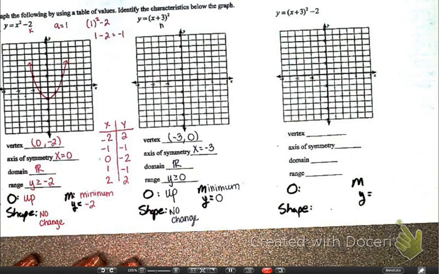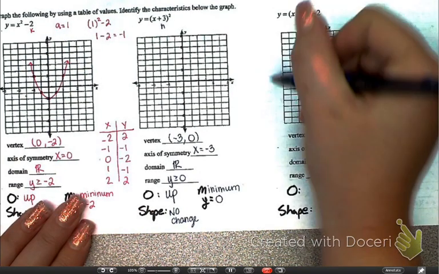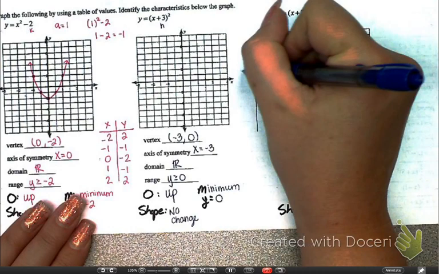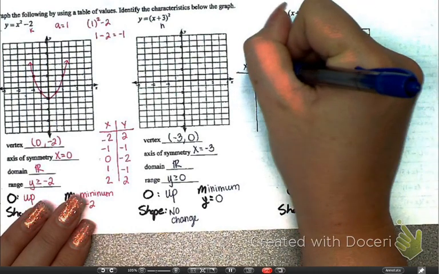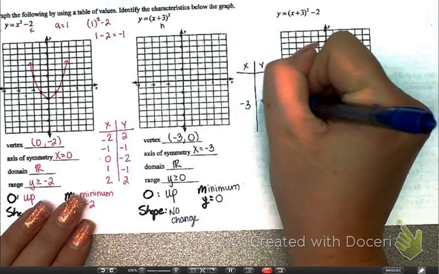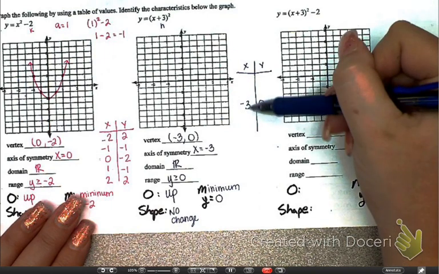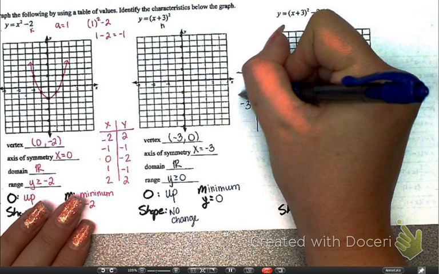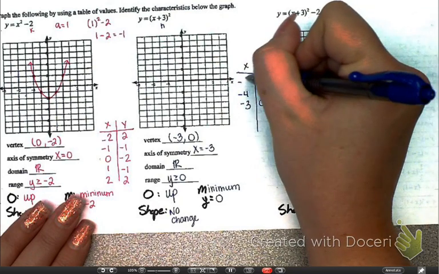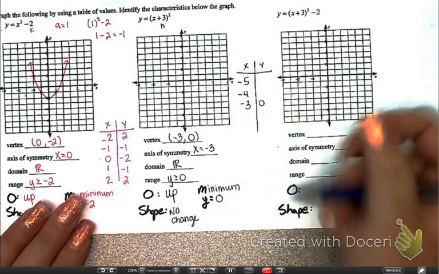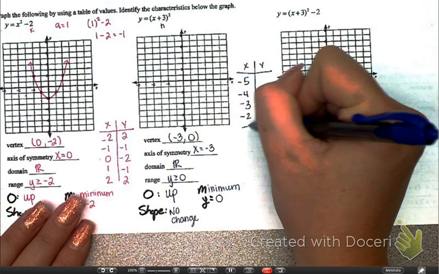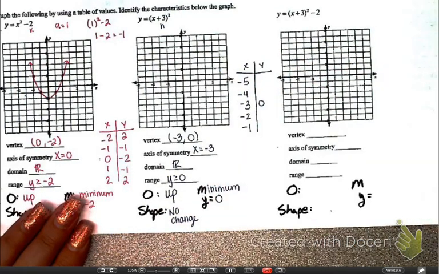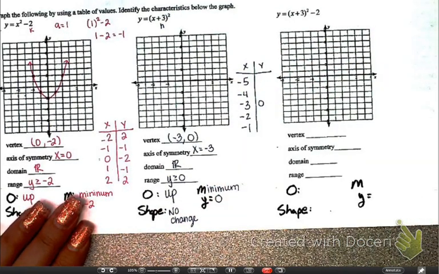Okay, my table of values is going to change now though. So let's create a table. My middle point is -3, 0. What two numbers are less than -3? -4 and -5. And then greater than -3 are -2 and -1. So now my table is different than what we've been using.